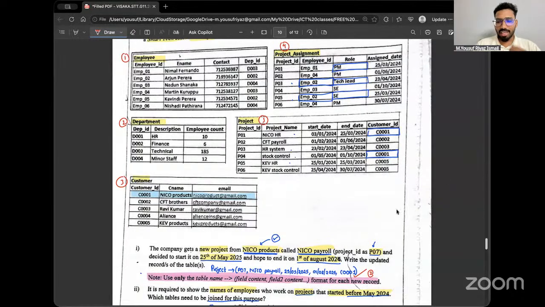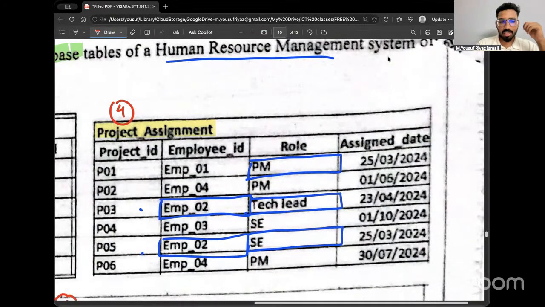Now the people who said the answer is number four. If I just look at this table, tell me what data you're going to obtain from it. We have one, two, three, four columns, right? Out of these four fields, what is the data you're going to obtain? If you come to this table first, what data are you going to obtain from here?